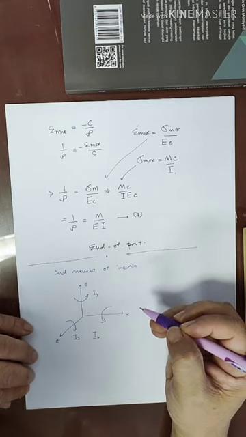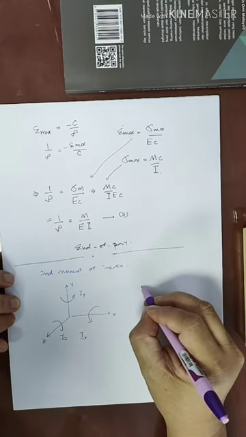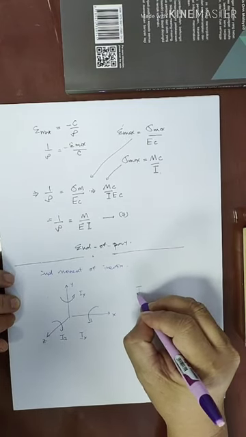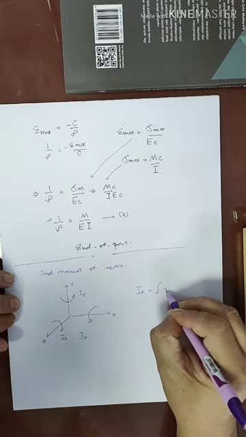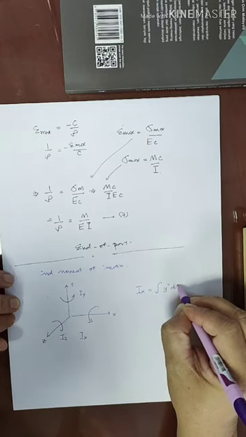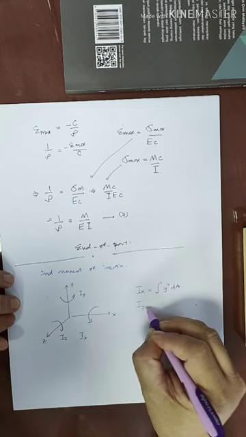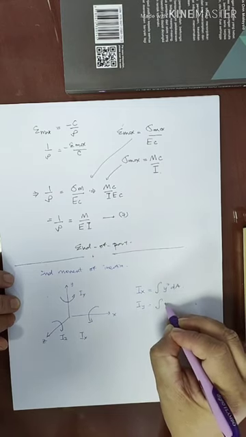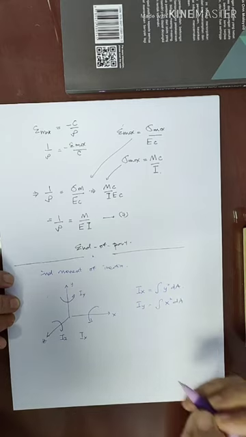Okay, so the formula says that the Ix is equivalent to the integral of y squared dA, whereas for Iy, it is the integral of x squared dA.